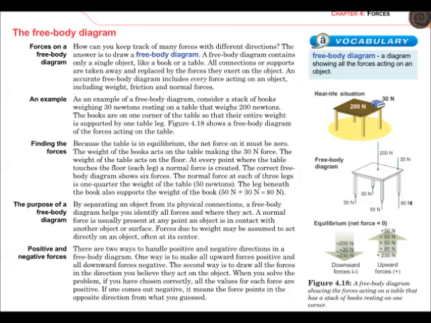There are 2 ways to handle positive and negative directions in a free body diagram. One way is to make all upward forces positive and all downward forces negative. The second way is to draw all the forces in the direction you believe they act on the object. When you solve the problem, if you have chosen correctly, all the values for each force are positive. If one comes out negative, it means the force points in the opposite direction from what you guessed.